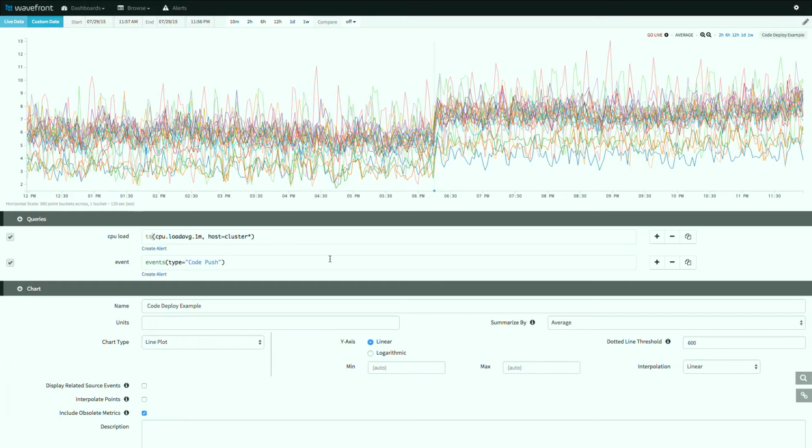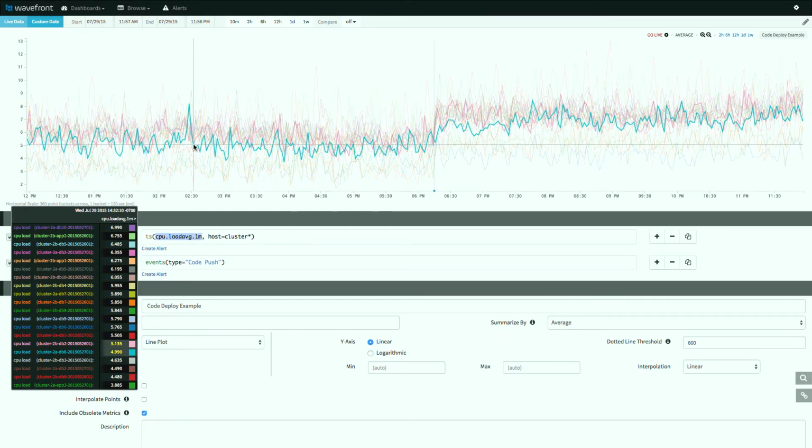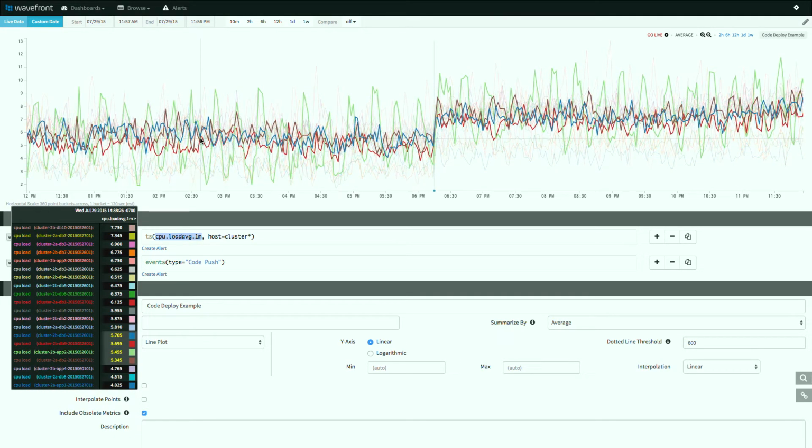For my first example, I'm going to show you how we actually take a whole bunch of series and pull out some signal from the noise. Here you can see we have a number of different series. These are all time series, these are all metrics. We're actually taking the CPU load average, which you can see right here, across a bunch of different machines. If I mouse over the graph, you can see all the different machine names here. You can see cluster-2B and so forth.